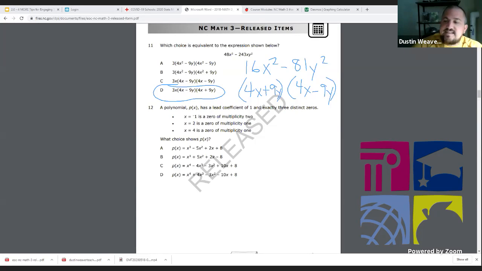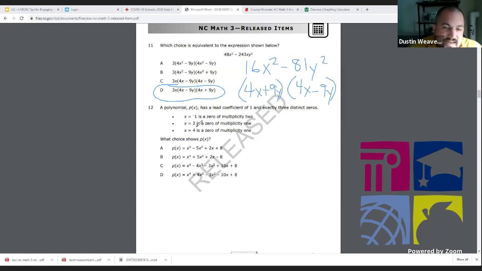It has 3 distinct zeros. That means 3 places where it crosses the x-axis. However, -1 is where it crosses the x-axis, but it says with a multiplicity of 2. That means it's going to hit the x-axis and then come right back up, meaning it's going to hit it twice. So it's going to go down and hit that number and then go right back up.